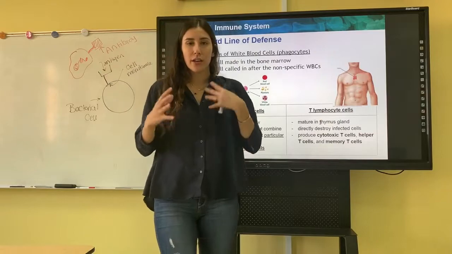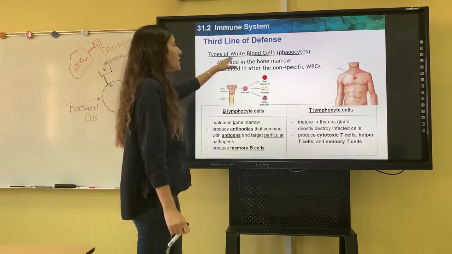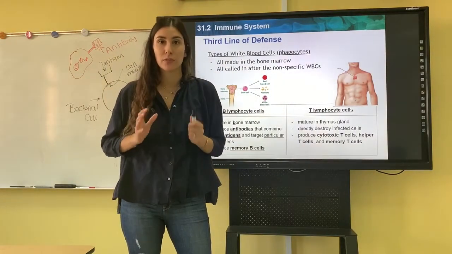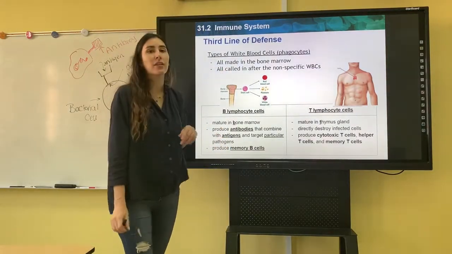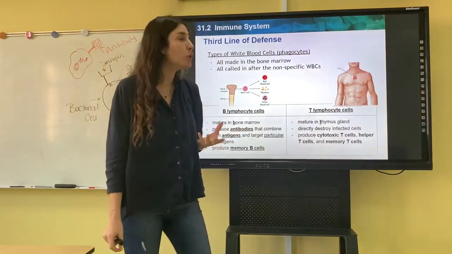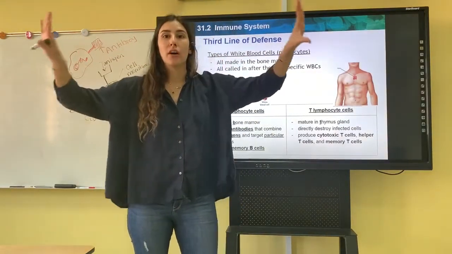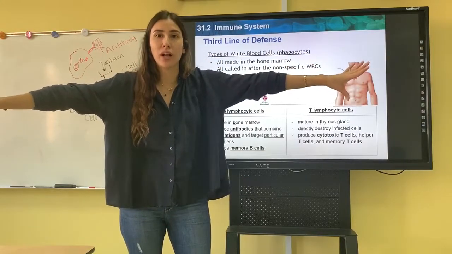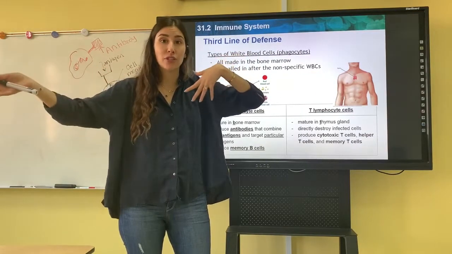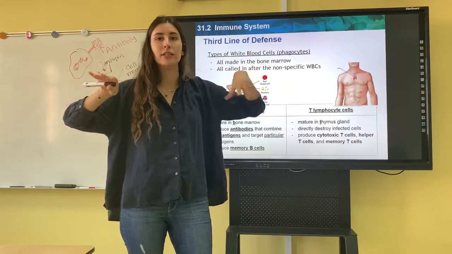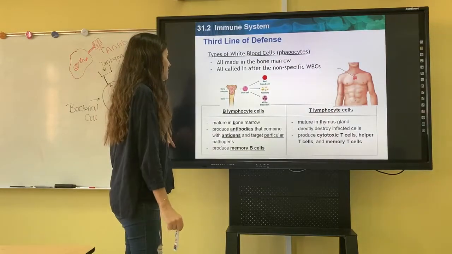Now, just to dig deeper into this third line of defense, the specific response, the white blood cells involved are known as phagocytes. They're specific kinds of white blood cells. They are all made in an area inside your bones known as the bone marrow, and they are usually called in when the second line of defense, the non-specific white blood cells, weren't able to do anything. Okay, they weren't able to kill this pathogen, or they might have captured it but not fully killed it. The more specific white blood cells will be called in during the third line of defense.